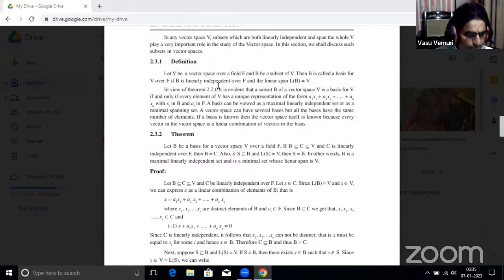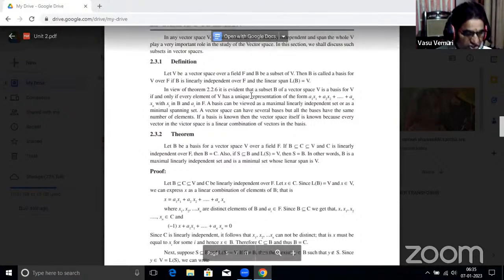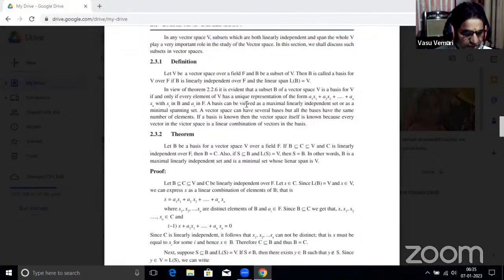There are two very important conditions here: the subset is linearly independent, and the second one is the linear span, that is L of B equals V. When these two conditions are satisfied, that is called a basis of a vector space. Now, this is one of the important definitions. Here is a brief explanation.